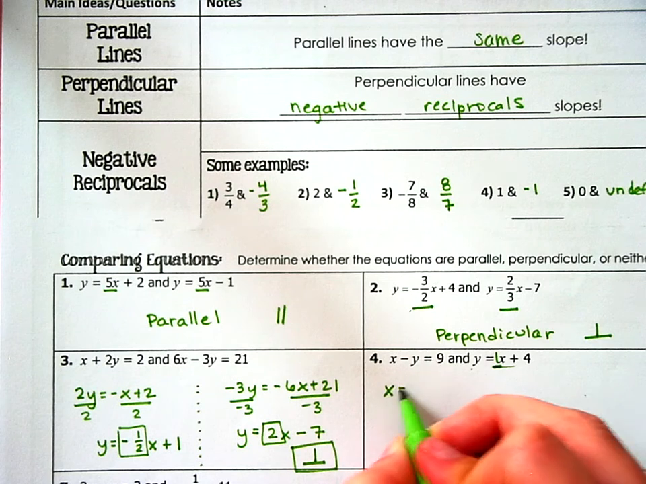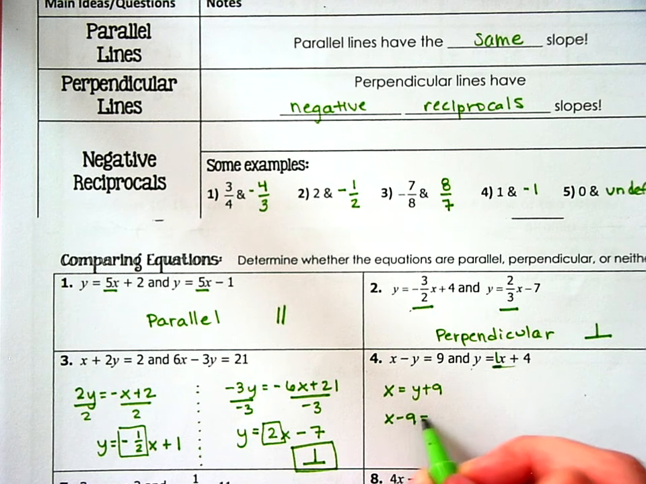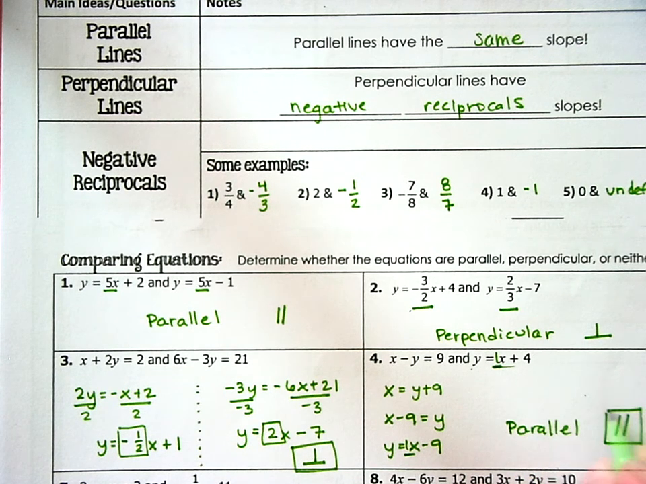So I've got x equals y plus 9, and then I've got to subtract 9. So I've got x minus 9 equals y. I like when y comes first, so let's write that first. And this also has a slope of 1. So these lines are parallel. Again, you can use the symbol if you like that better.